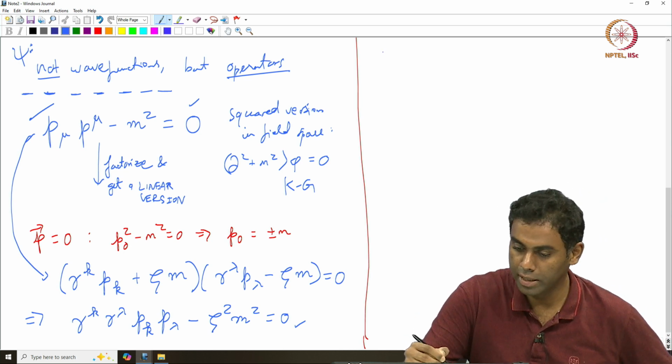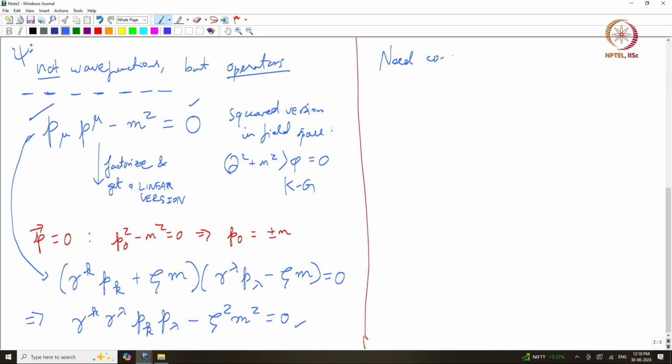It means I need these coefficients such that gamma k, gamma lambda, pk, p lambda to be equal to p mu, right. And what else do I need? I need zeta squared to be 1, correct.